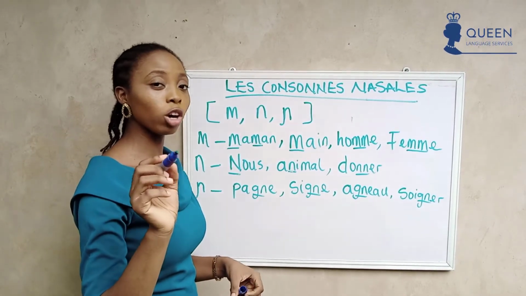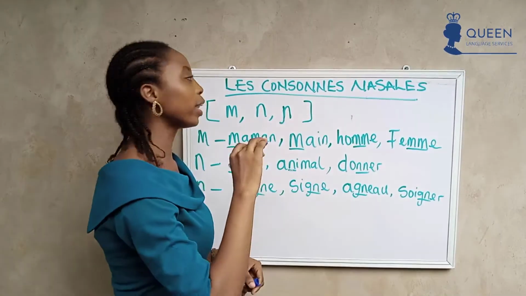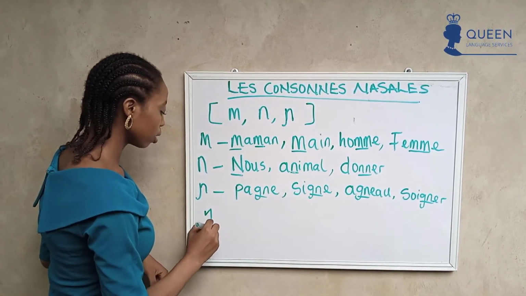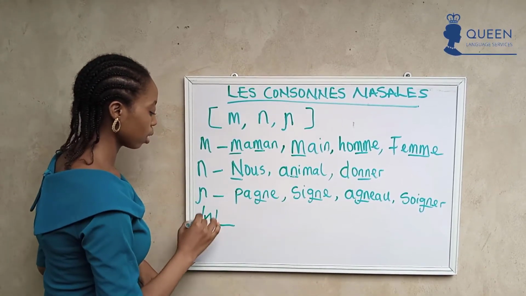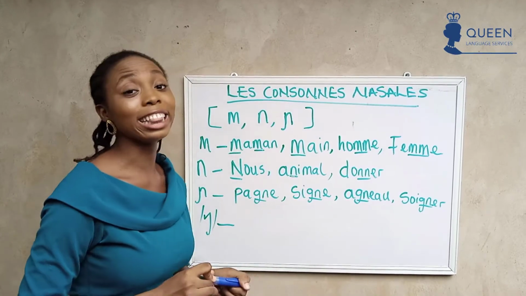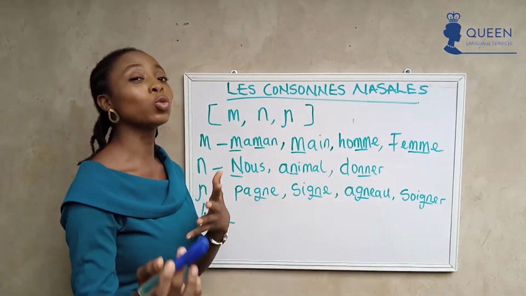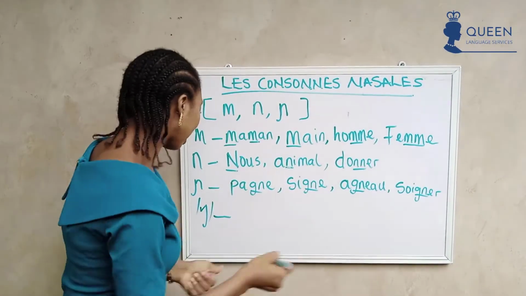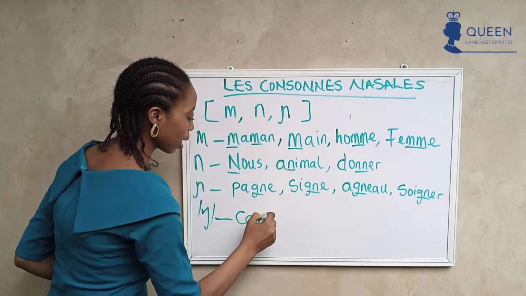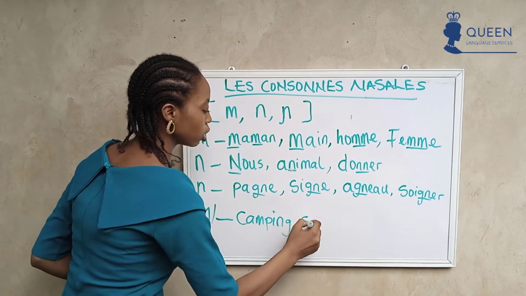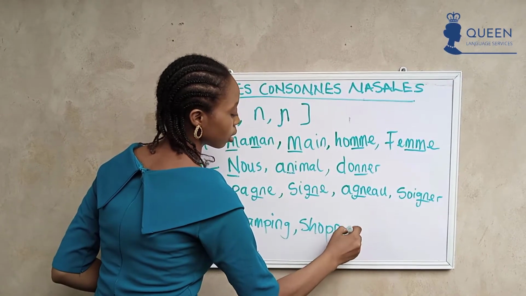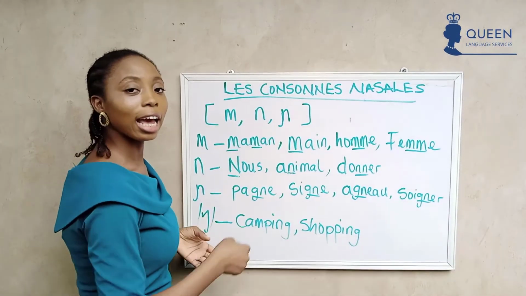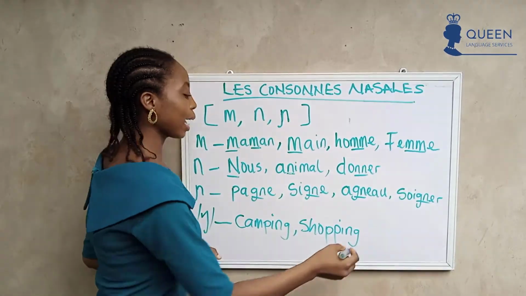If you do your research and go online, you see an additional sound with the nasal consonant in this format. This sound is also a nasal consonant in French, but it was gotten via some borrowed words from the English language, in words like camping, shopping. This is the ing sound, like camping, shopping, parking.